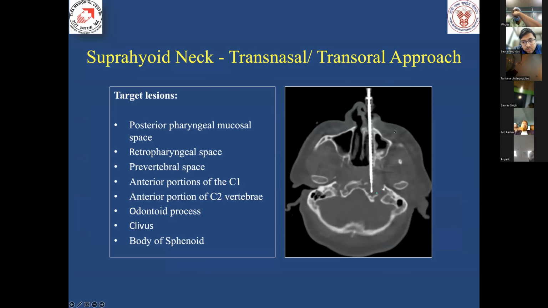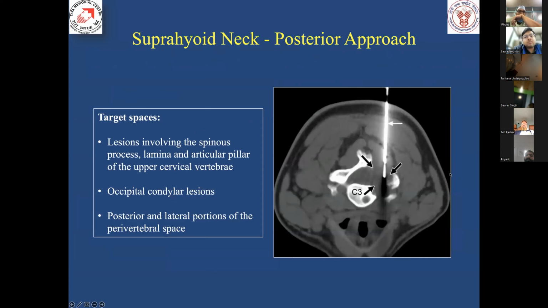So this is an example of the transnasal approach. This is something in the head and neck location, the tumor is involving the C3 vertebra posterior elements. In this, the approach to the lesion would be directly from posterior.